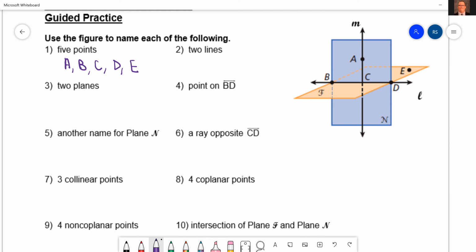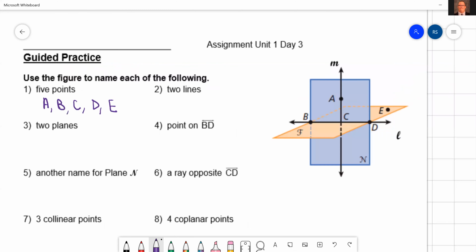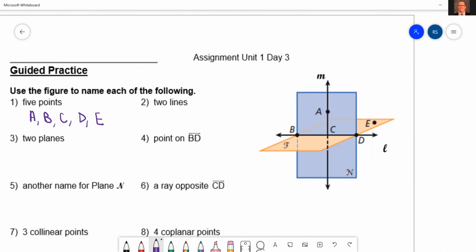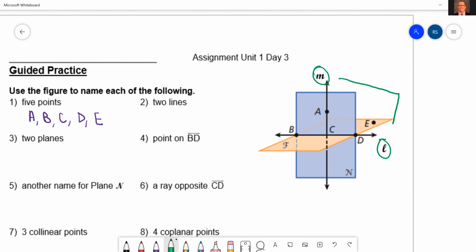Number two asks us to name 2 lines. There's a bunch of different ways you can do this. What I would do is remember, how can we name lines? We can use 2 points or lowercase cursive letters. So these two right here tell us that these are lines. So we can say just M and L.